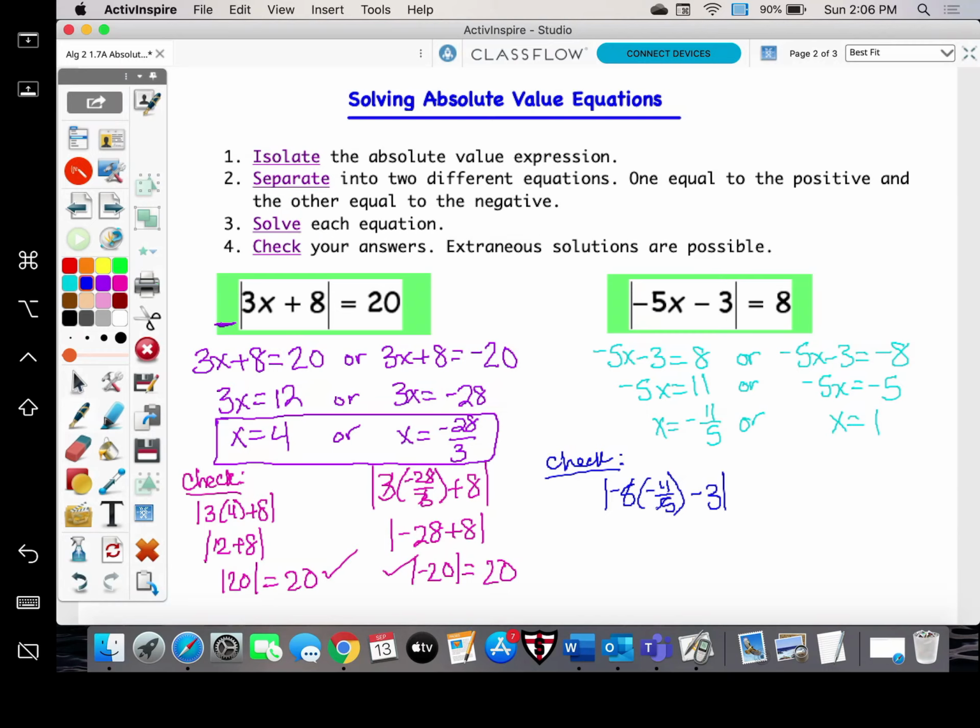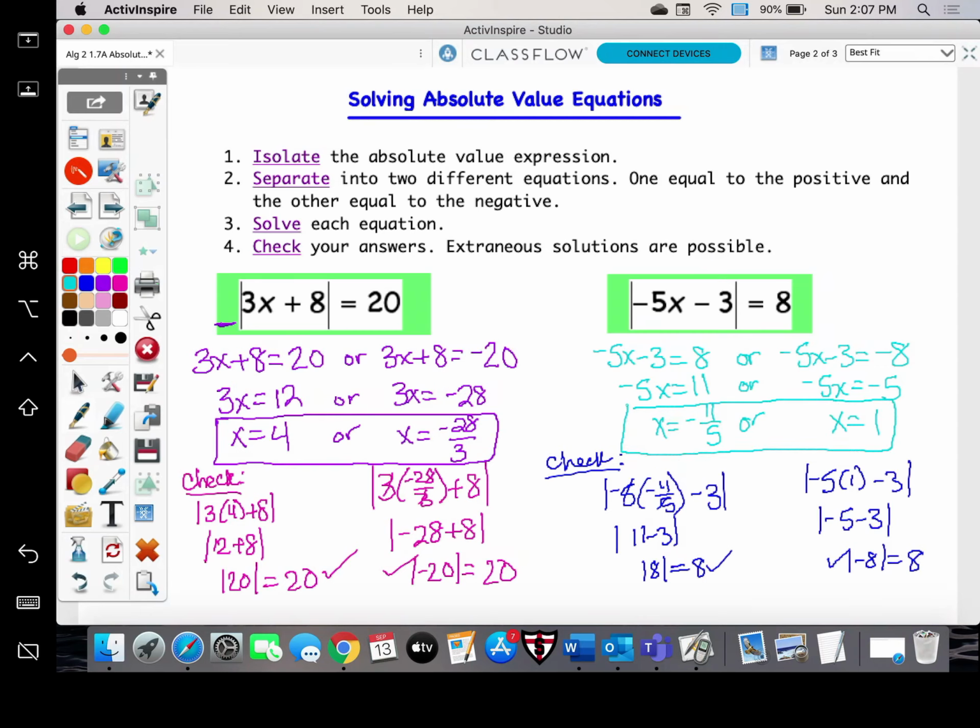So we have negative 5 and 5. So we have absolute value of 11 minus 3. Absolute value of 8 is equal to 8, so it checks. And over here, we would have negative 5 times 1 minus 3. So that's negative 5 minus 3. Absolute value of negative 8 is 8, so that one checks as well. Then both of them checked out, so I'm going to go ahead and box in both answers.